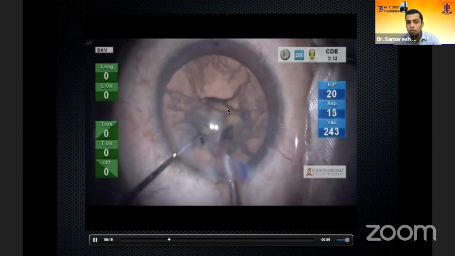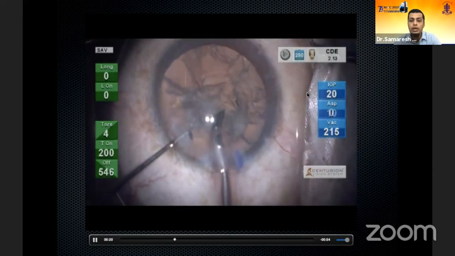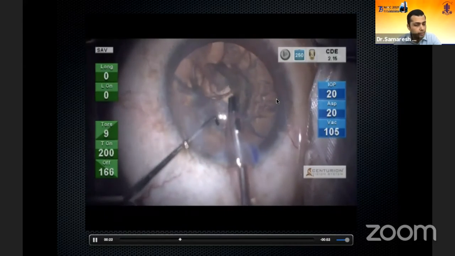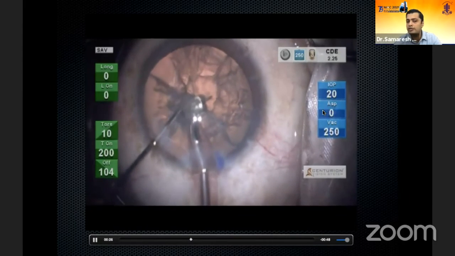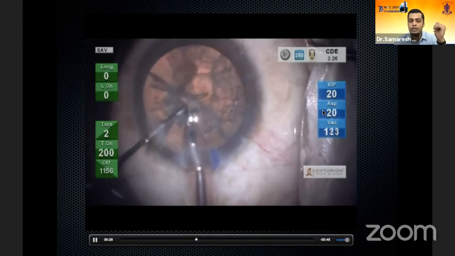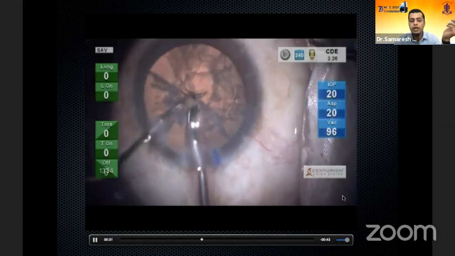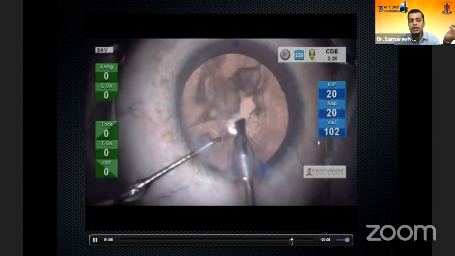And once I have broken down the nucleus, I'm also doing a fragment removal. This is a Centurion system, but in any machine, you can put up a 40, 50, 60 IOP and a flow rate of 20, and you will not have a chamber flutter if your bottle height and your aspiration flow rate match. And you'll be able to take out this very, very smoothly without causing any fluctuations.